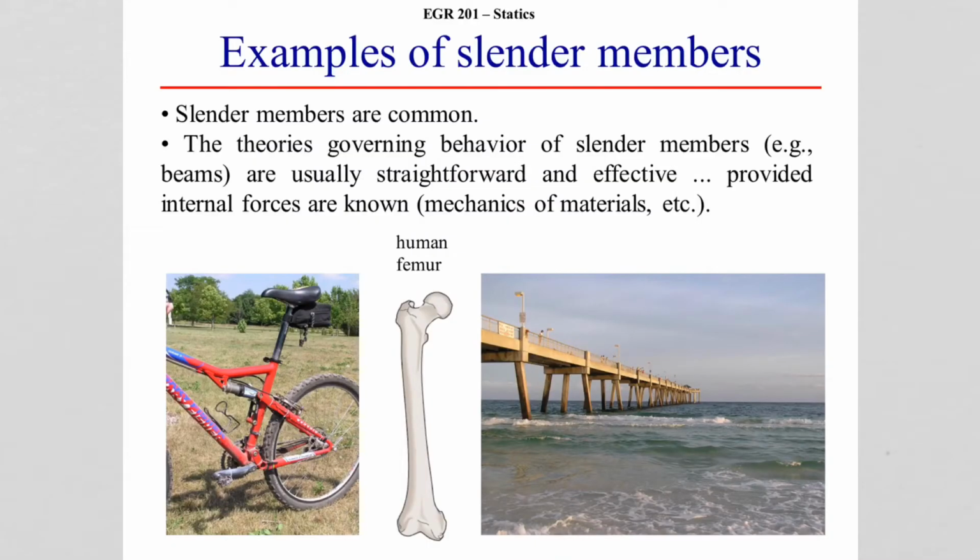So here are a few common examples of things that we might think of as slender members. We can look at the bike with the tubing and the bike itself as being a structural or slender member. Human femurs. On this pier we see many of these columns here. This long beam between the piers is also a slender member. The information that we learn from this chapter also carries on and goes further into the mechanics of materials, on the failures of these beams and deflections of beams.